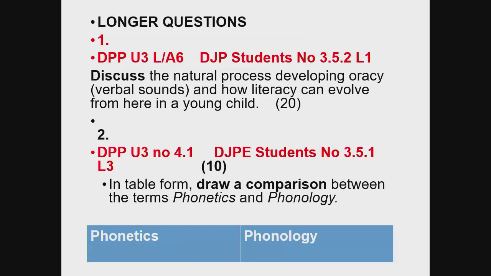In DPP, Unit 3, Learning Activity 6, or DJP, number 3.5.2, discuss the natural process of developing oracy, verbal sounds, and how literacy can evolve from here in a young child. The facts you will find in your two study guides under the two refs given, but remember, if I ask you to discuss, you should use the facts and then give a short discussion on each fact. You may number them underneath each other.